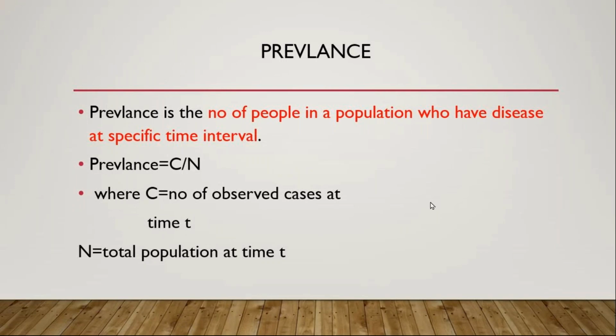Now the next is prevalence. So what is prevalence? Prevalence is the number of people in a population who have the disease, that is, who are having the disease at a specific time interval. So what is the formula of prevalence? Prevalence is equal to C upon N, where C is the number of observed cases at time t and N is the total population at time t.